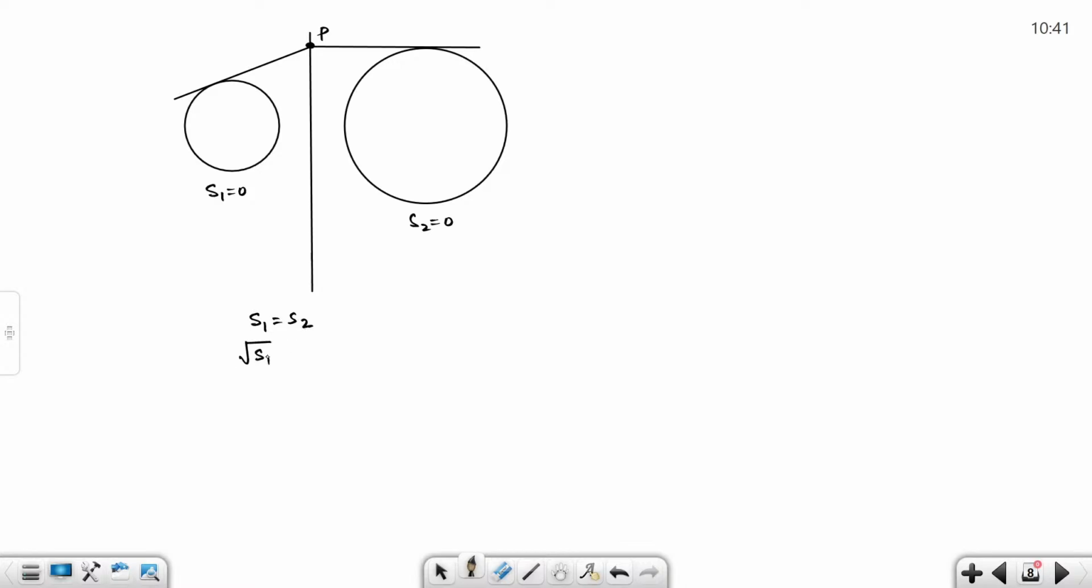Therefore, square root of S1 will be equal to square root of S2. And what is square root of S1? This is the length of the tangent from the point P on the first circle. This is the length of the tangent drawn from point P on the second circle. So what we have learned is that from any point on the radical axis, if you draw tangents to the two circles, then the lengths of the tangents will always be equal. Clear? So this is our property 1 for the radical axis.